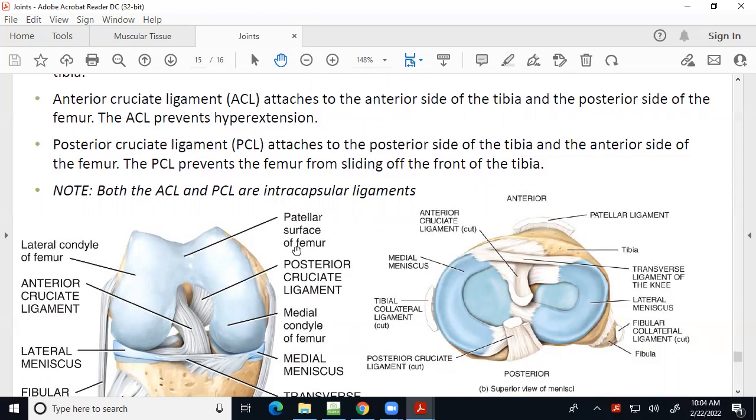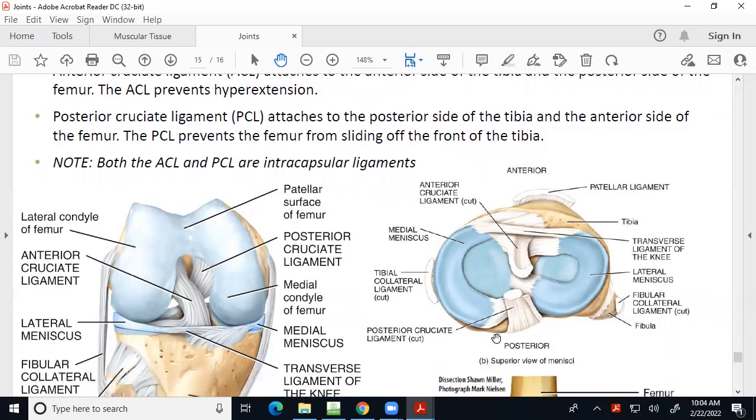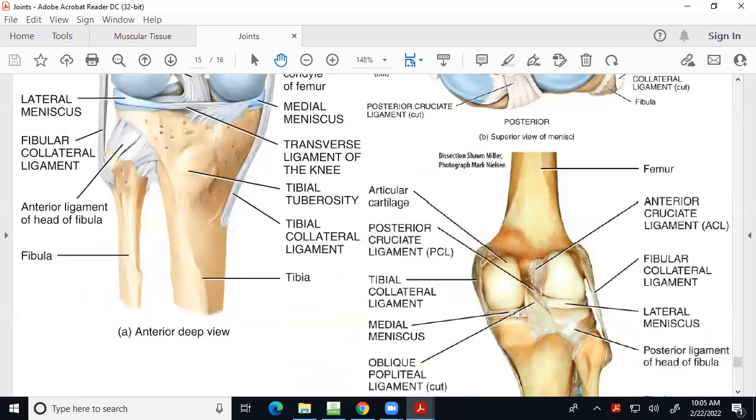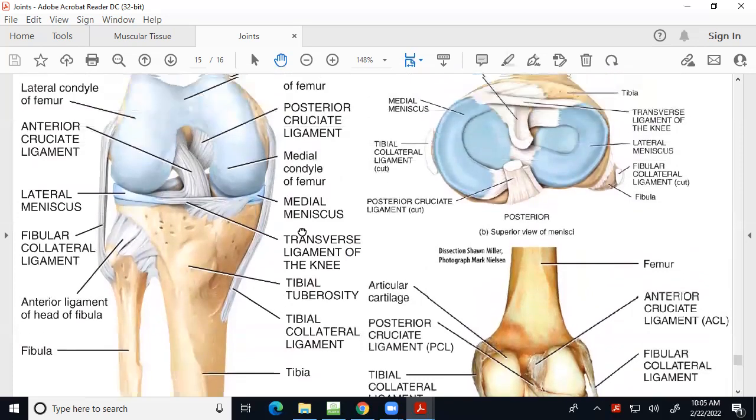Okay. The one behind it is the PCL, posterior cruciate ligament. It attaches to the posterior side of the tibia and then into the anterior side of the femur. So it starts back and then comes to the front. Okay, here we can kind of see the two directions that those are going in. Now they've been cut, as you can see, but we get a good, nice view of the PCL here, as well as the ACL in our cadaver knee at the back.